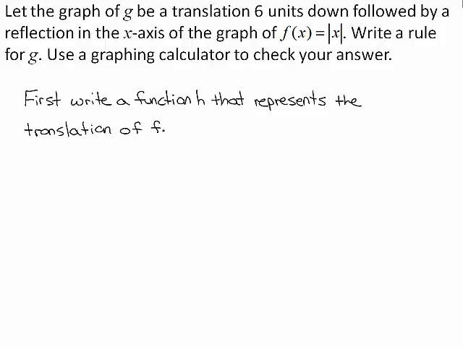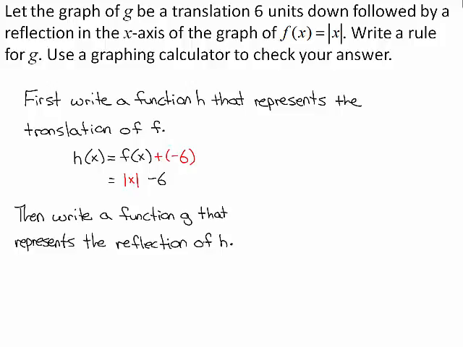First, write a function h that represents the translation of f. A translation 6 units down is a vertical translation that adds -6 to each output value. So h of x equals f of x plus -6. Next, substitute the absolute value of x for f of x to get h of x equals the absolute value of x minus 6. Then write a function g that represents the reflection of h.